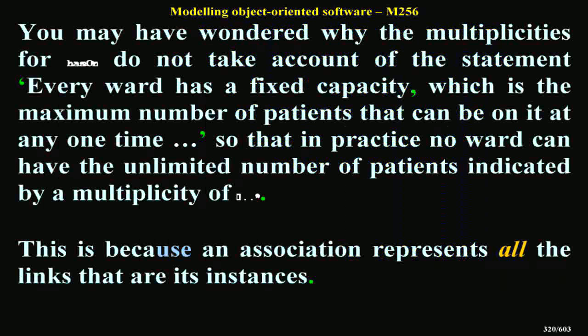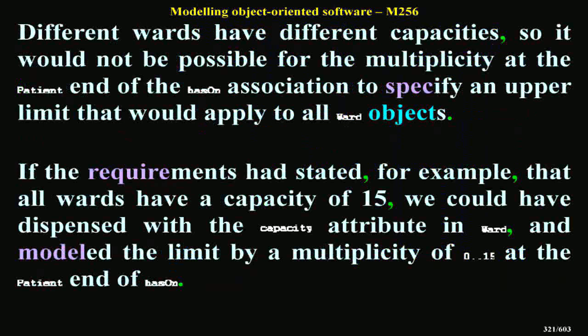You may have wondered why the multiplicities do not take account of the statement "every ward has a fixed capacity", which is the maximum number of patients that can be on it at any one time, so that in practice no ward can have the unlimited number of patients indicated by a multiplicity of *. This is because an association represents all the links that are its instances. Different wards have different capacities, so it would not be possible for the multiplicity at the end of the association to specify an upper limit that would apply to all objects.